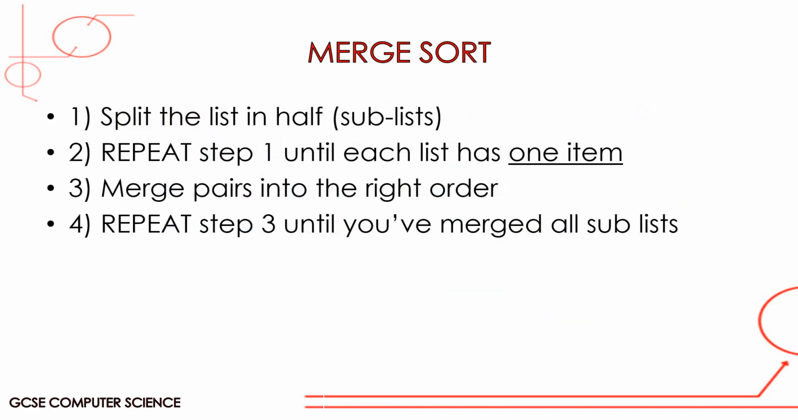The final sorting algorithm is merge sort. Now this one, you literally split the list in half and repeat that step until each list has got one item. So it usually works out that you split, split, split, or maybe even 4 times. Then you merge the pairs into the right order as you go back up again, and repeat the merge steps until you've merged all the sub lists together.